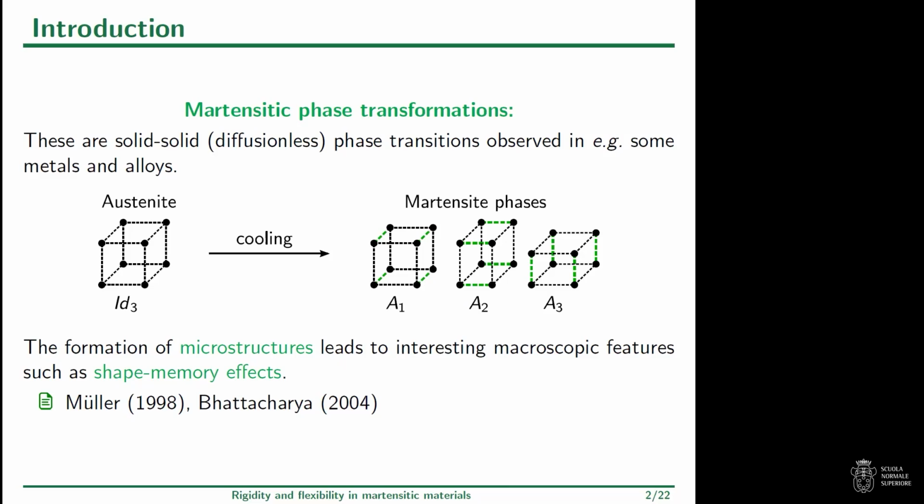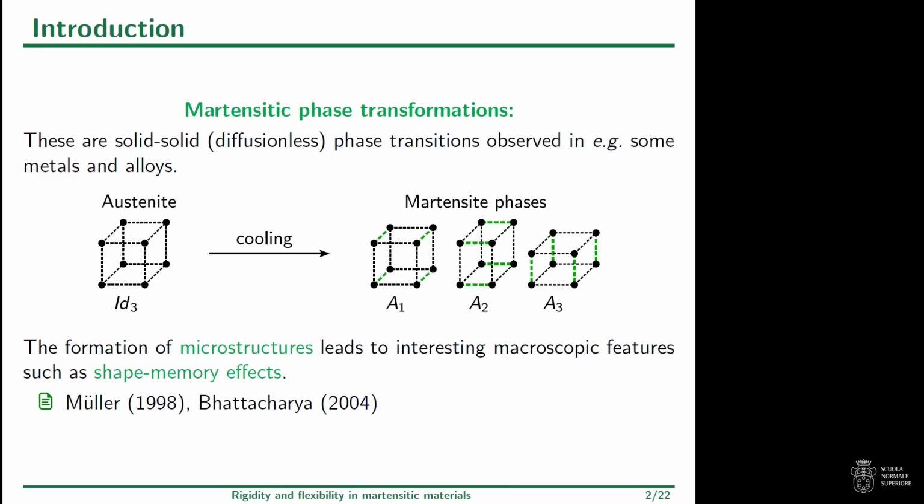And this low temperature regime is called the martensite phase, and sometimes these different structures are referred to as martensite variants. The feature of this material is that if these variants are sufficiently compatible, they can concatenate at very small length scales, leading to the formation of microstructures. And these microstructures are responsible for very interesting macroscopic effects. For instance, the very well-known shape memory effect, which also gives name to these materials.